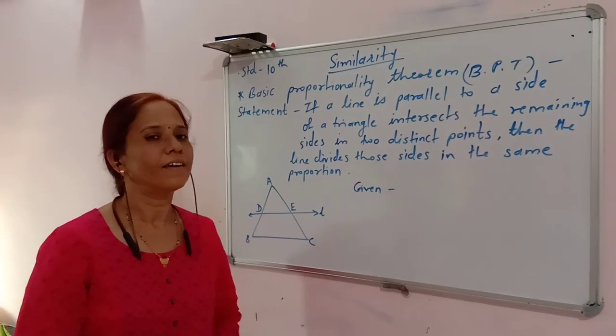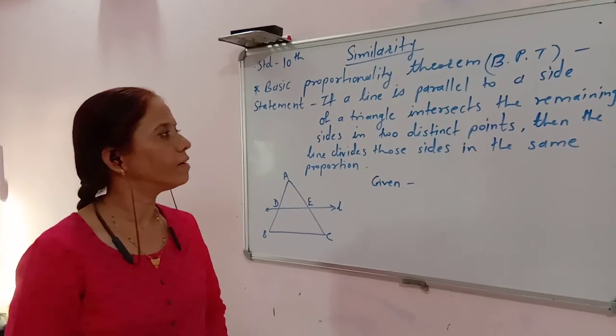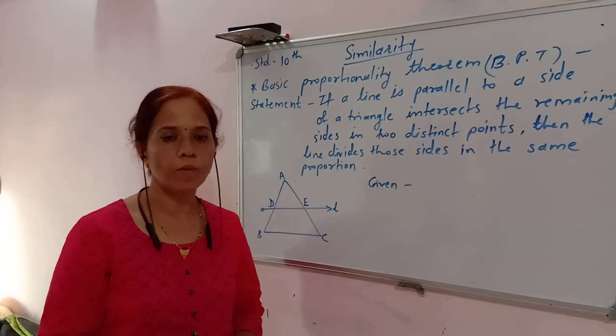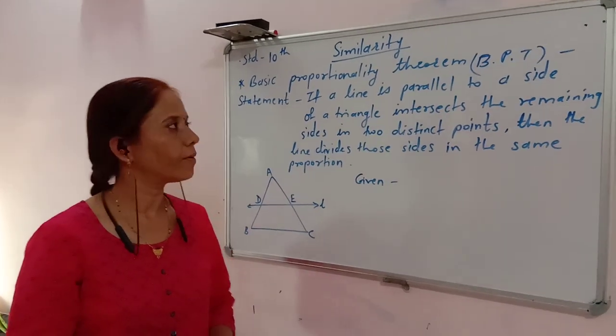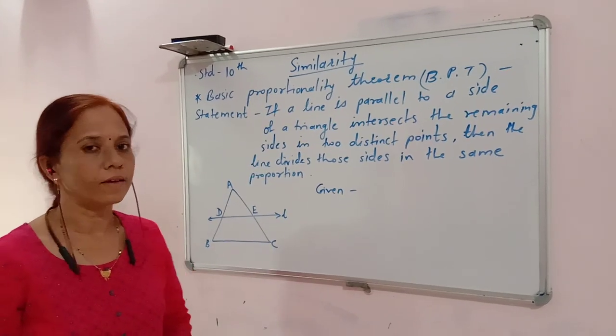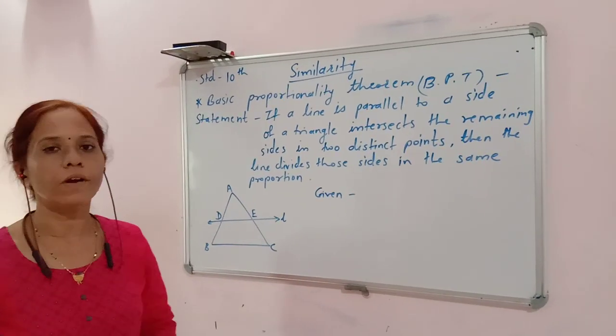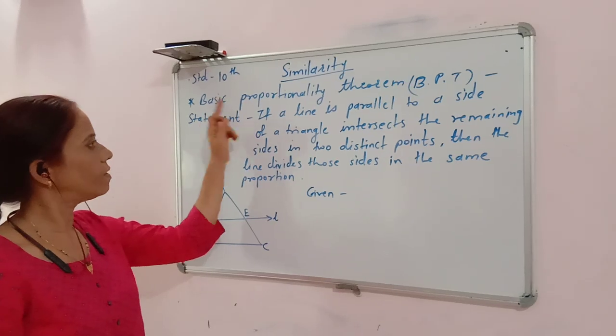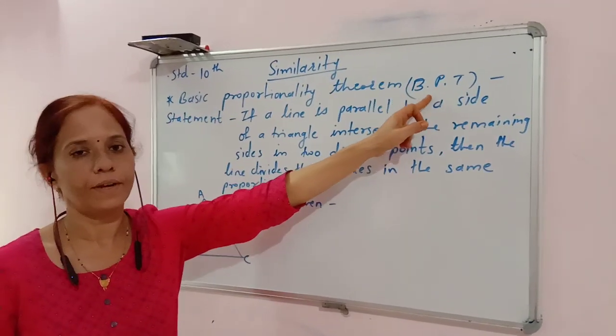Students, in the last lecture we have studied the properties about the ratio of areas of two triangles. In the first chapter of part 2, that is similarity, now we are going to study a theorem, that is basic proportionality theorem, BPT.